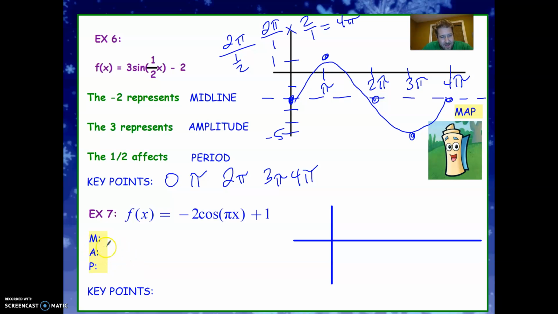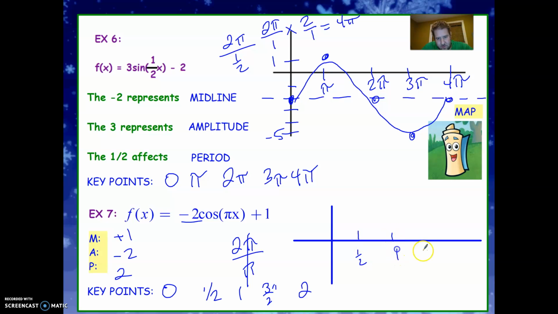Okay, so the next one. The midline is +1, the amplitude is -2, and the period, well, 2 pi divided by pi is 2. So I know 0 to 2. So 1's in between. So 1/2 and 3/2. Oh, I'm sorry, not 3/4. It's going to be 1.5, which is 3/2. Not pi, just 3/2. Okay, so this will be 1/2. This is 1. This is 3/2. This is 2. So that's 1/2, 1, 1.5, and 2.